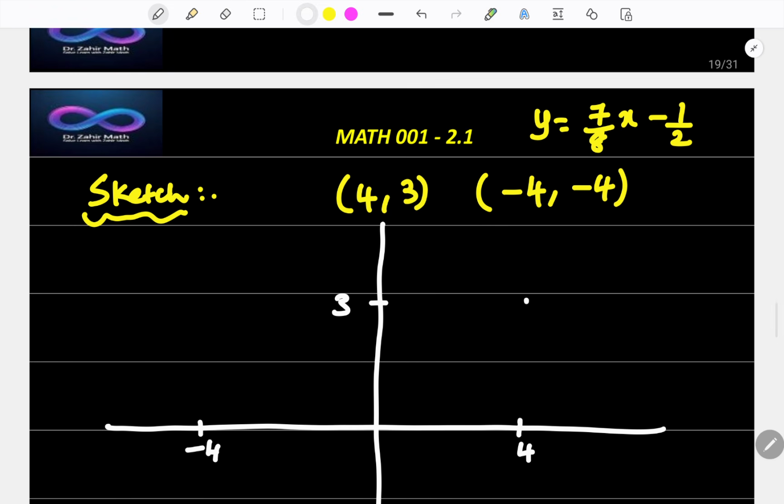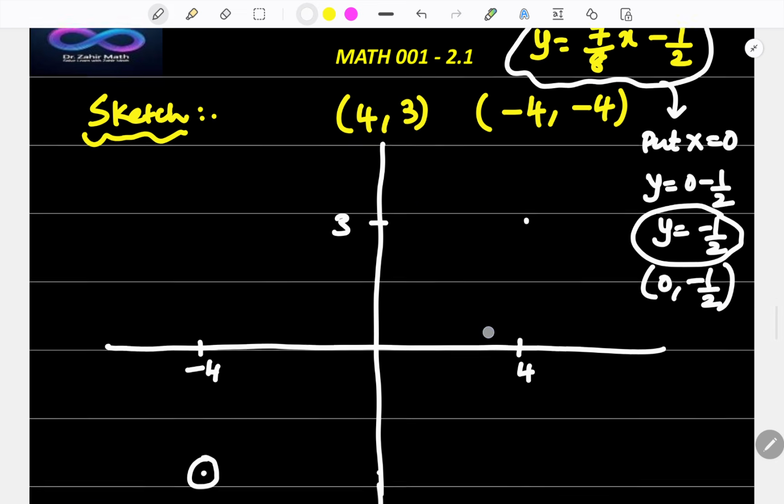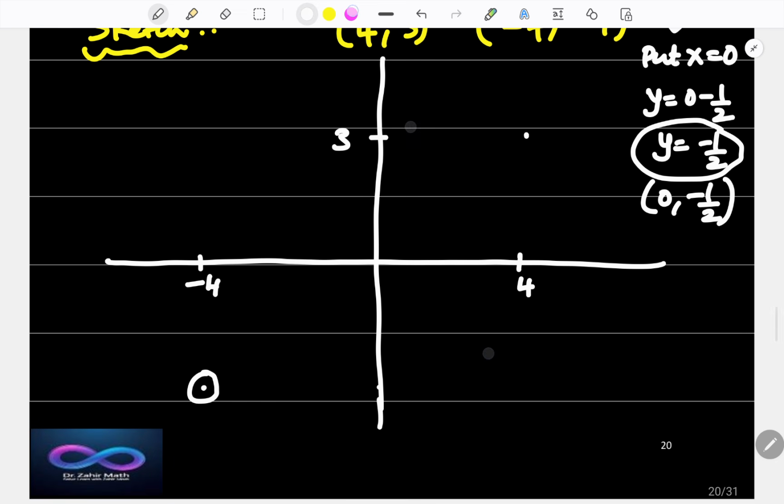For this you take this equation, right? Just put x equal to 0. When I put x equal to 0, this will be 0, right? y equals 0 minus half. So y equals negative half. So the point is 0 comma negative half. Where is 0 comma negative half? This is 0 and the negative half is here. So this is the point 0 comma negative half. So the line will go this way.